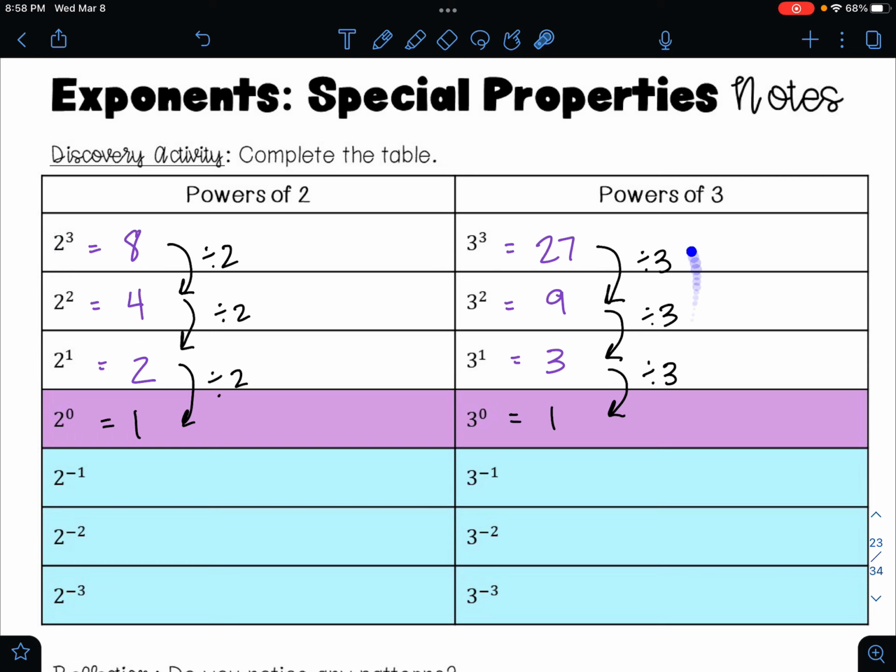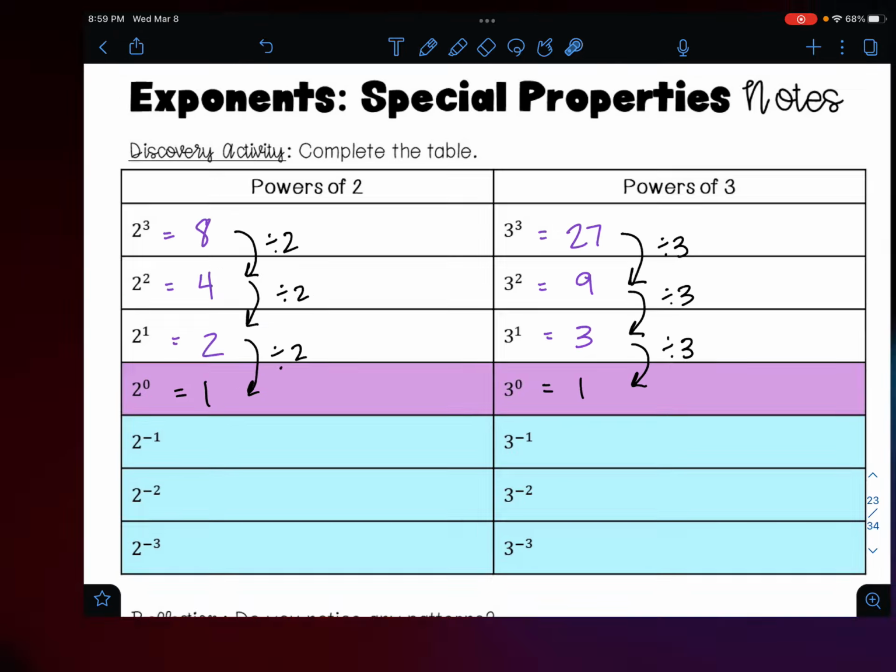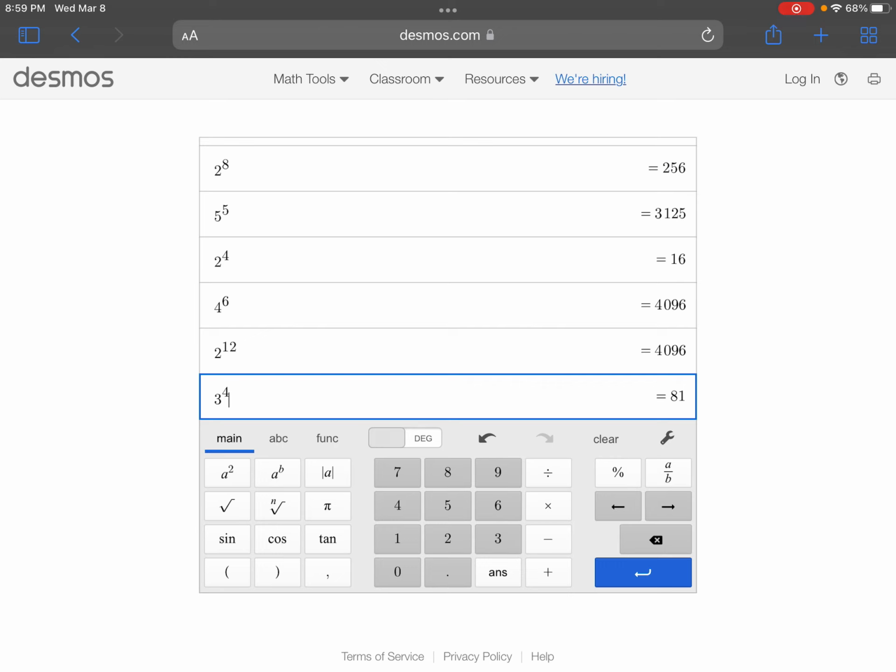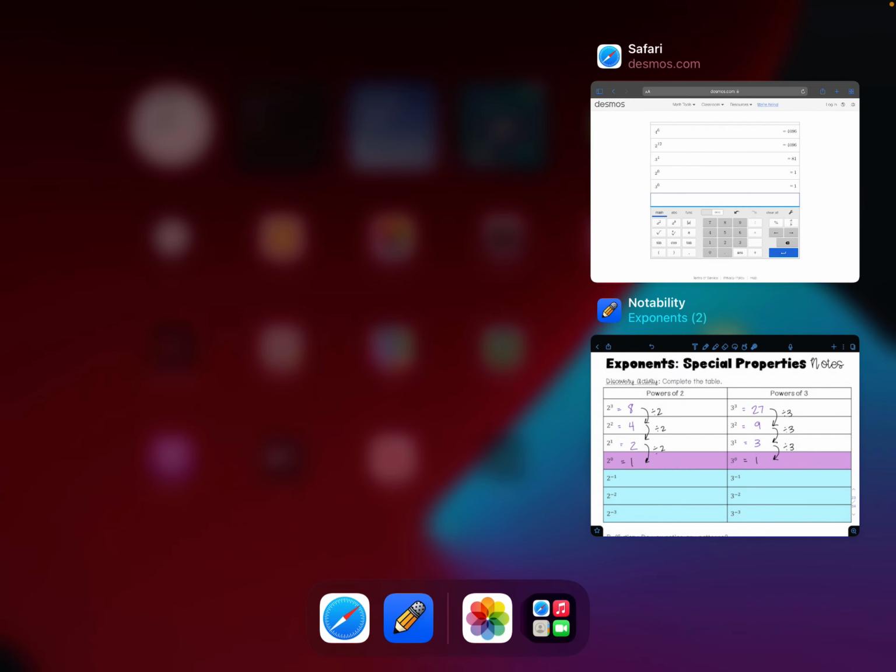Here our pattern was dividing by our base. Here 2 raised to the 0th power is 1. And 3 raised to the 0th power is 1. Let's check in our calculators to see if that's true. 2 raised to the power of 0 is 1. 3 raised to the power of 0 is also 1. So this is true. Interesting.